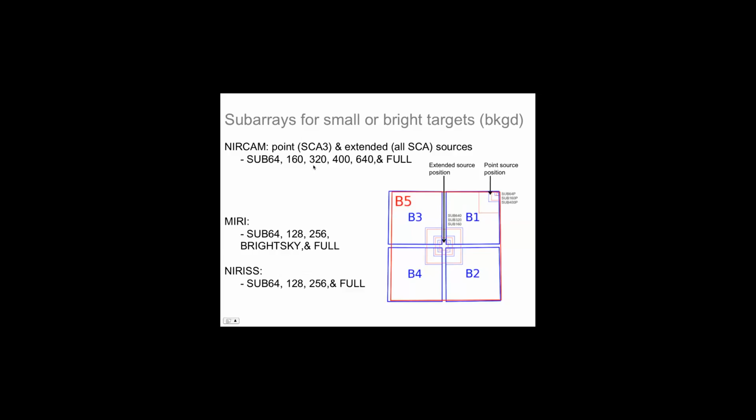So basically, the subarray will push the saturation limit toward a fainter, brighter magnitude, and the effect can be quite important. For MIRI especially, on the full frame, if you observe beyond 25 micron, you will be saturated. So that's why there is a subarray called Bright Sky, which will improve the saturation limit by a factor of 3. And for NIRISS, again, there are several subarrays.